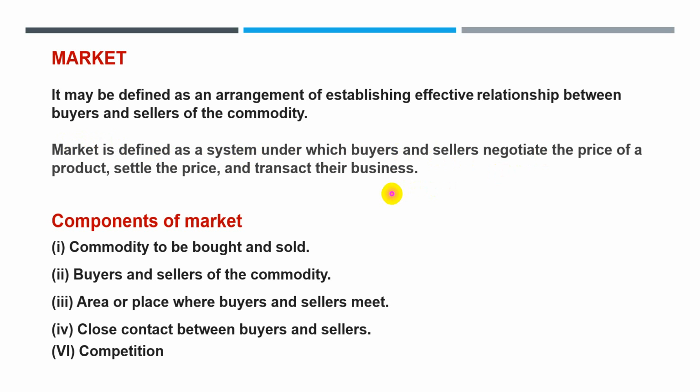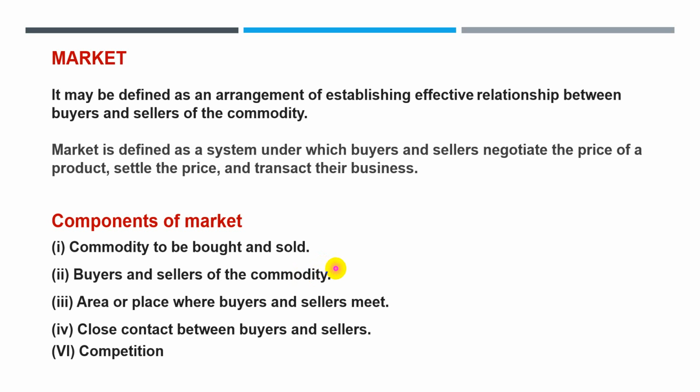What are the components of market? Commodity to be bought and sold. For the existence of market, there must be a commodity which will be sold and purchased among buyers and sellers. Next, buyers and sellers of the commodity. Buyers and sellers should be in contact with each other. However, contact does not necessarily mean physical presence. So there must be buyers of some goods and services, and sellers of some goods and services, those who want to sell.